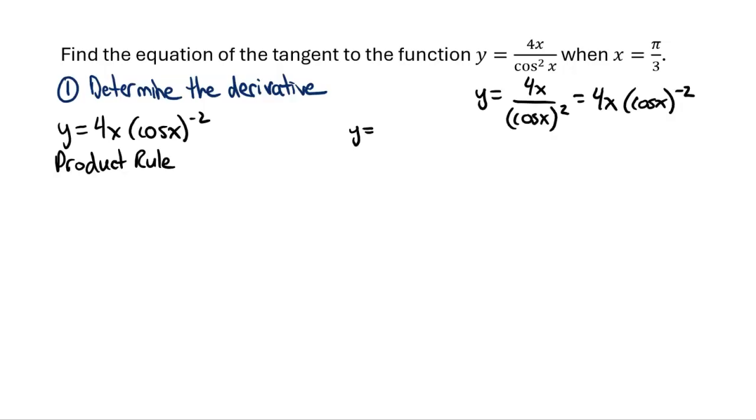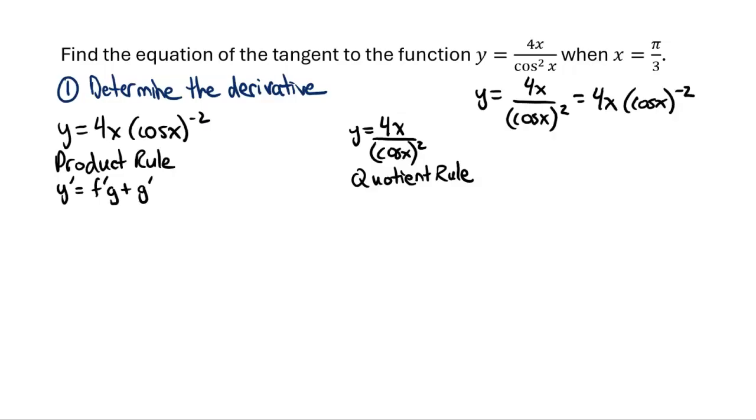Now the other thing you could do is you could also write it out as 4x over the cos x all squared, and you could use the quotient rule. And I'm going to do that both ways, so you can see both in this video, and you can see the timestamps down below. If you know how to do one way and you want to see the other, you can skip ahead to that portion of the video. Let's start with the product rule.